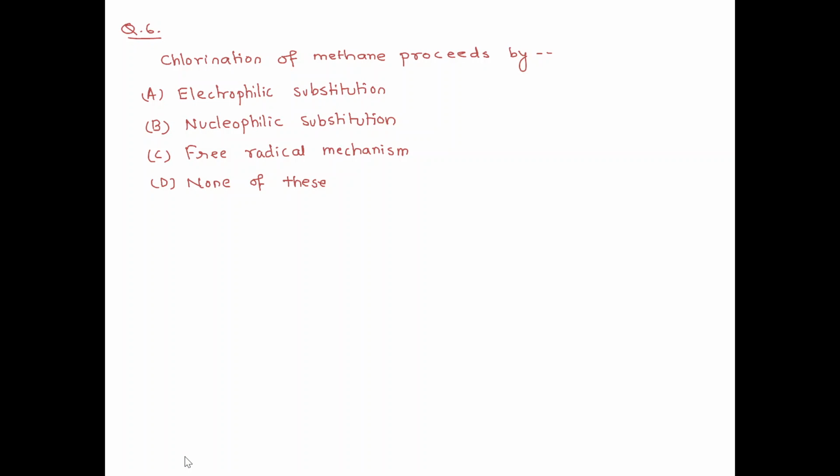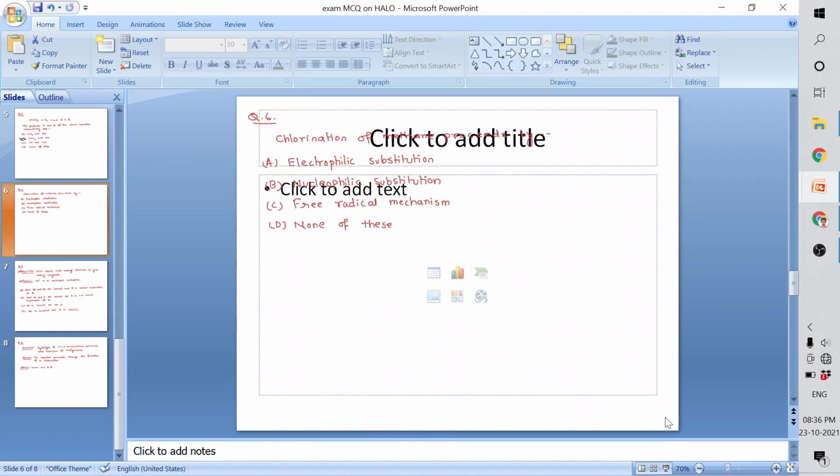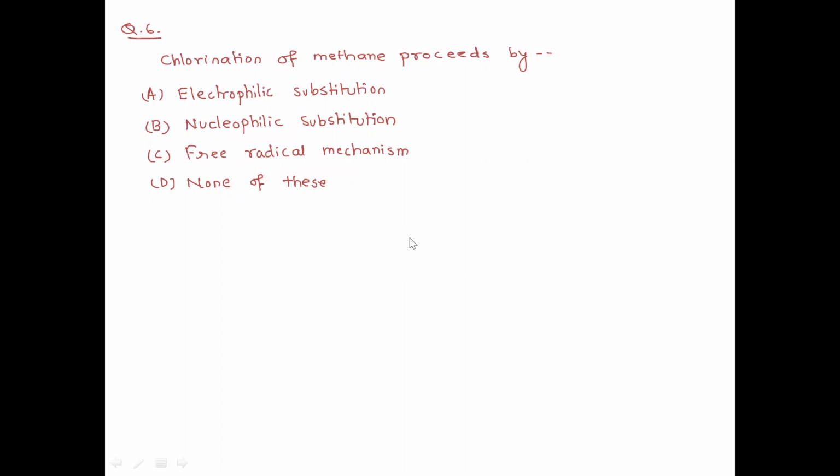Then question number 6 says that the chlorination of methane proceeds by which pathway: electrophilic substitution, nucleophilic substitution, or free radical mechanism. Which of them is the correct one? Just a second, I have to check that it's recording. It's recording, fine. You have to know this, otherwise you cannot get the correct option. I say that the free radical mechanism is the correct option.